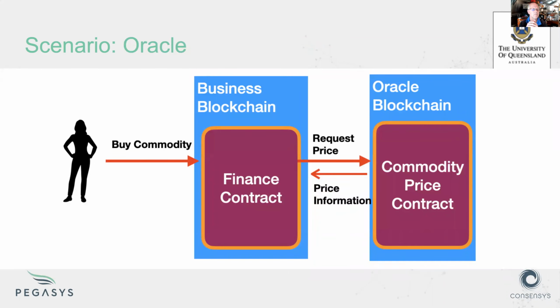Or maybe you have an Oracle contract. So you have a business blockchain and it needs to read information from an Oracle blockchain. So it's just requesting information.